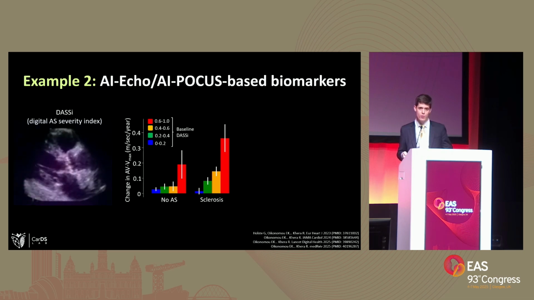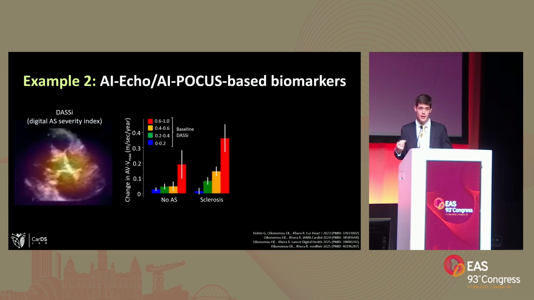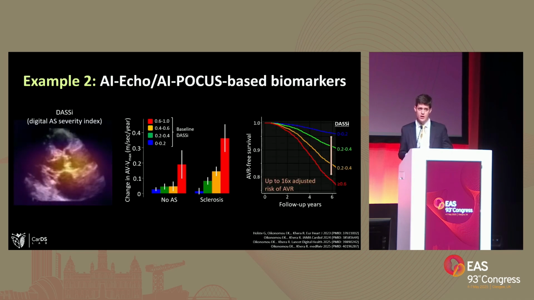And this becomes really important when we stratify risk with patients that do not have severe aortic stenosis. So if we stratify patients that were reported based on their echo report as having no AS or just sclerosis but no hemodynamically significant stenosis, we can see that this biomarker alone is able to stratify the patients who are more likely to progress faster and return a few years down the line requiring aortic valve replacement or presenting with heart failure.